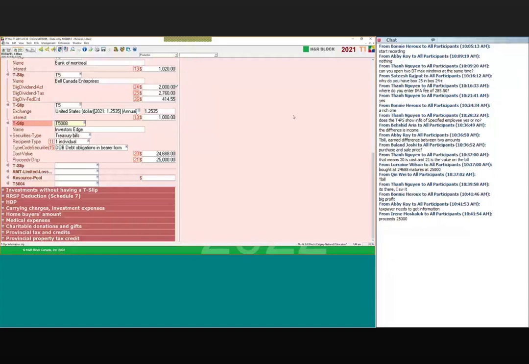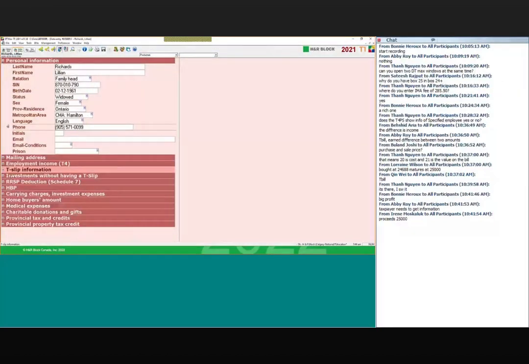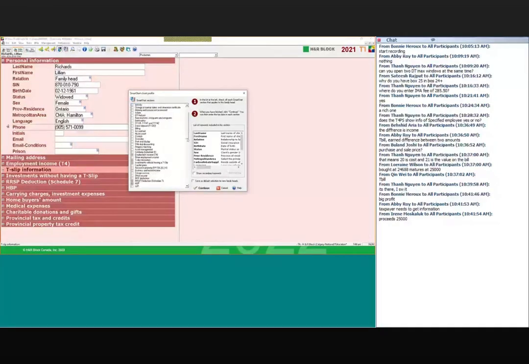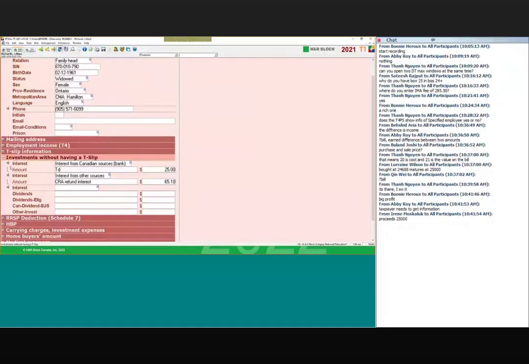So let's say that Lillian's 2020 notice of assessment shows she was paid $65.10 in refund interest from the CRA. She needs to report it. So you're going to see that we have a slip type. I'm going to close all of these here. And then we actually have an investment without T-slip. You can go to your Smart Start, and just under the T-slips it says investments without having a T-slip. So let's select that. So here we are, investments without having a T-slip. Let's go to the first entry.